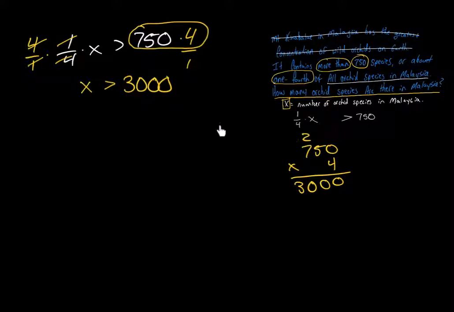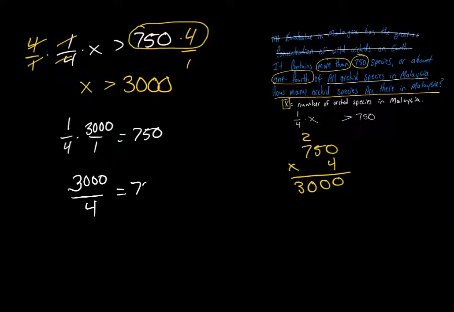Okay. Let's go ahead and take 3,000, plug it in for X, and see if 3,000 times 1/4 is equal to 750. So I'm going to do 1/4 times 3,000 is equal to 750. Well, if you look up here, 4 times 1 is going to give you 4 on the bottom. 3,000 times 1 is going to give you 3,000 on top. And that's going to come out to 3,000 divided by 4 equals 750.